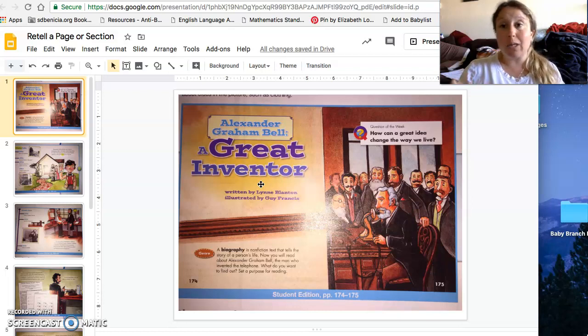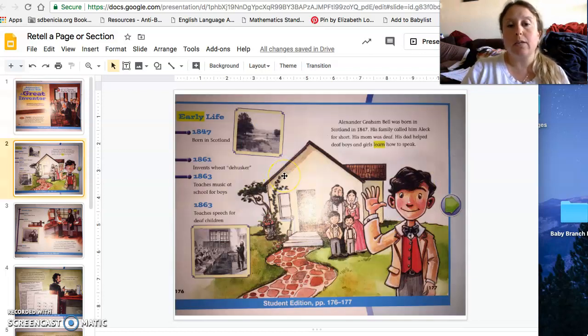I did not put each page from the story because you have this in your hard book, so you should have read through it. What I'm going to do is highlight certain pages, and show you how to identify a page or section to retell for part of your work. So for instance, here is the next page in the book. Now I'm highlighting right here with my mouse. You can see it says early life. That's actually the heading for this section. These next few pages are all about his early life.